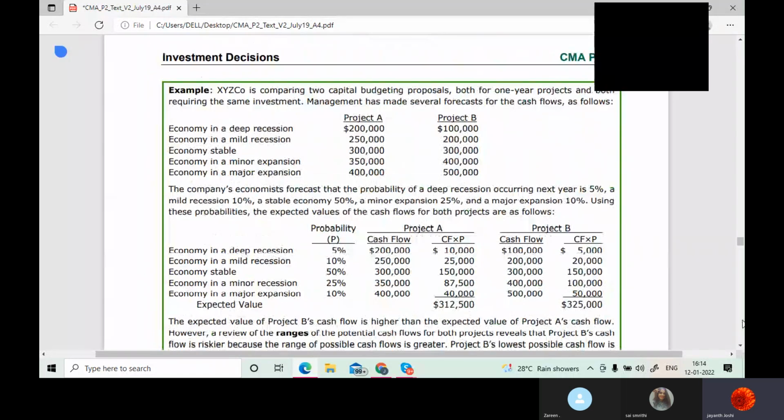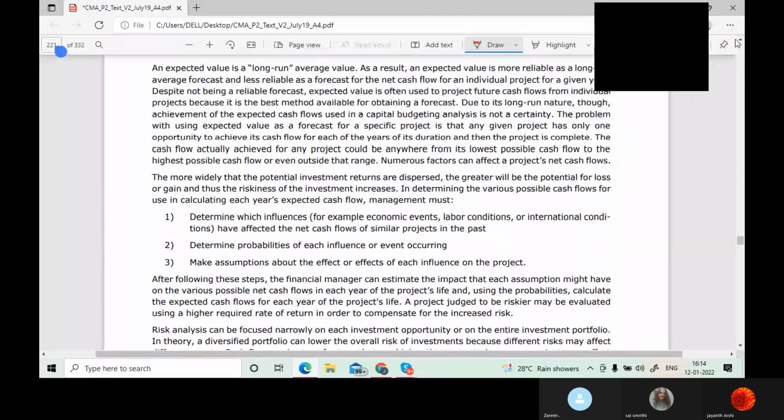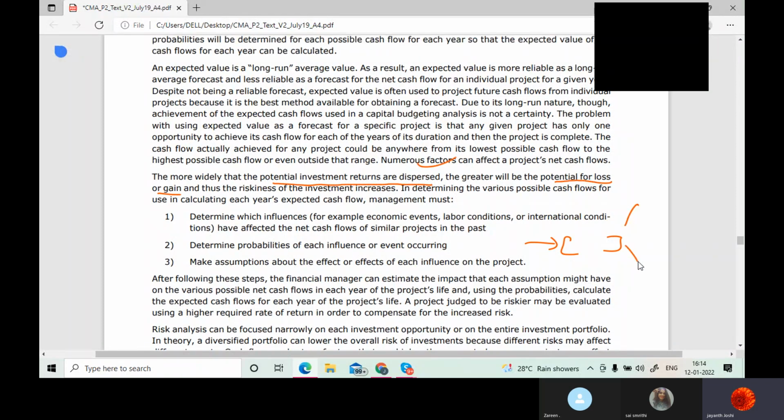Now there would be a question. Let's see what is going on here and what steps they said. The more widely that a potential investment's returns are dispersed, the greater will be the potential for loss or gain. That means if you expected some cash inflow, and the cash inflow is not as per your expectation, and there's a lot of fluctuation or volatility seen in that, then we can expect that that particular project is a risky one. When there's more volatility, there's more riskiness expected in the project.